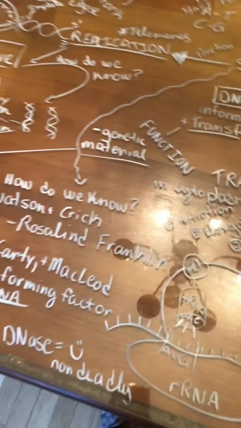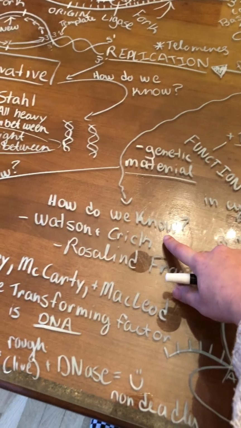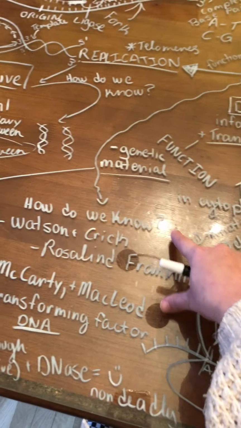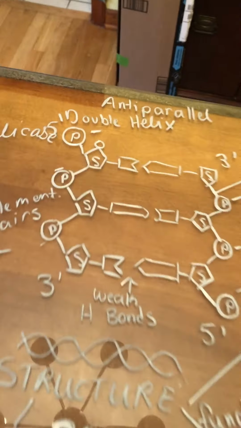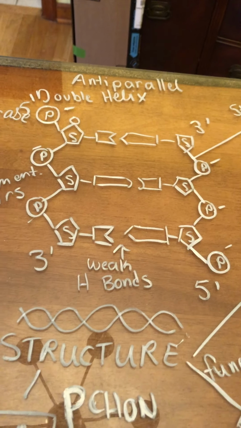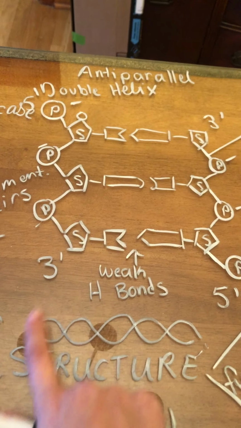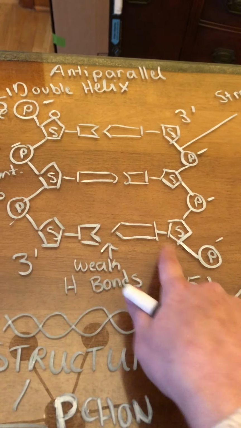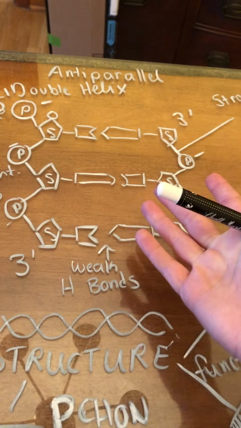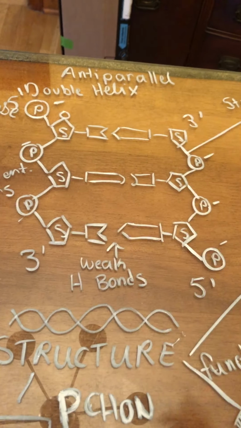We discovered its structure through the work of Watson and Crick, and they took some of the work of Rosalind Franklin to contribute towards their results. And they found that DNA is an anti-parallel double helix. So here is the overall view of DNA, and here's kind of a chemical zoom in. This is the ladder model. The only thing wrong with it is it's not twisted.